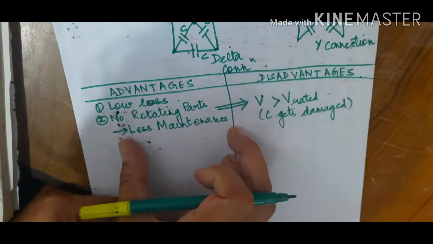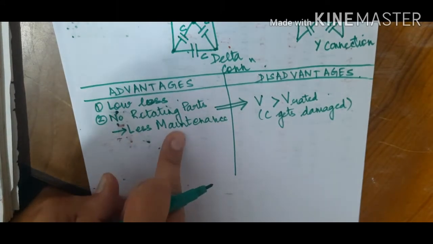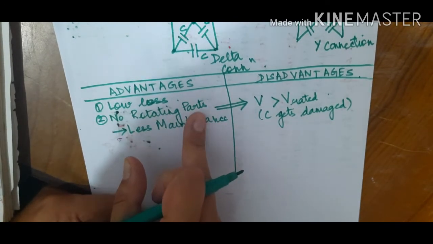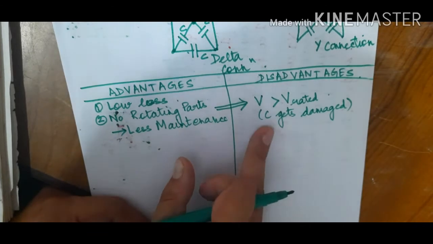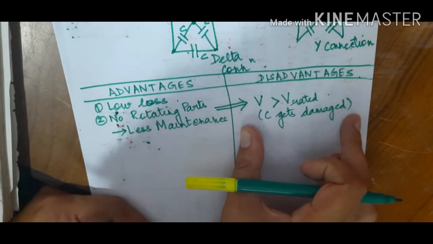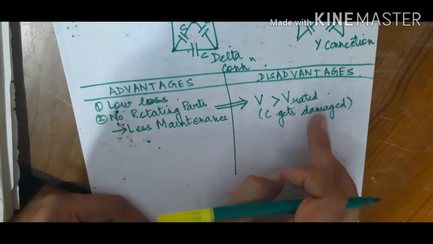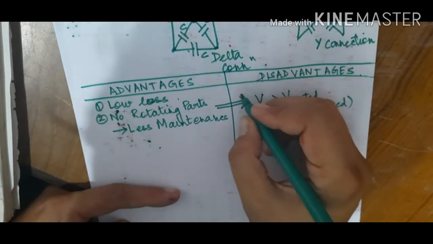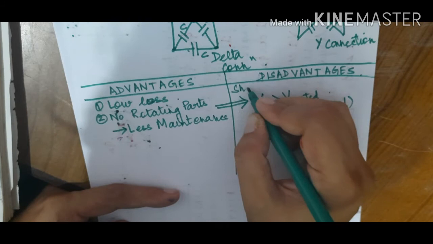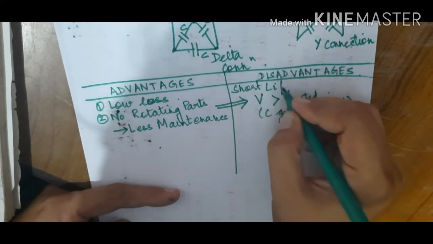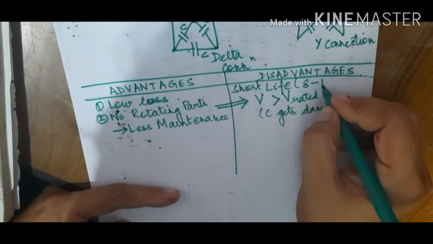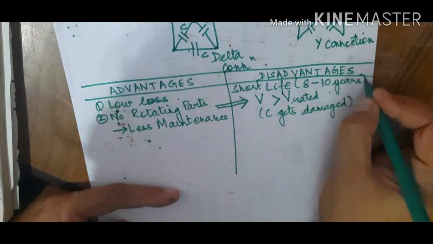So even though it has very little maintenance because of no rotating parts, you still have to be very cautious about maintaining proper voltages. And this poses another disadvantage, and that disadvantage is a short lifespan. The lifespan is only 8 to 10 years.